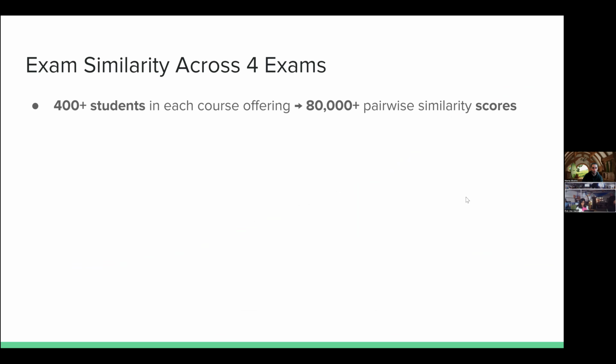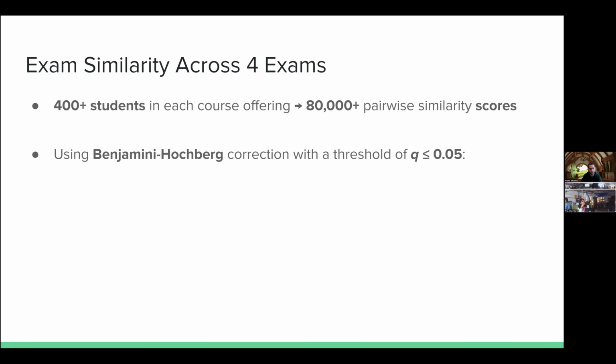So just to summarize some results across multiple exams, the figure that I showed previously was 4 different exams. Each of them had over 400 students. So I had over 80,000 pairwise similarity scores, and I used this specific multiple hypothesis test correction technique. You don't have to worry too much about it. It's just a little bit less strict than Bonferroni correction. And I had no false positives.